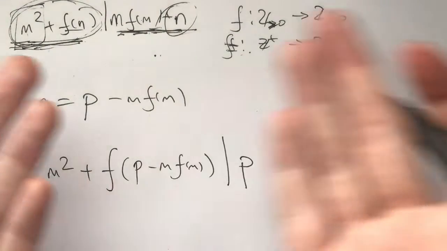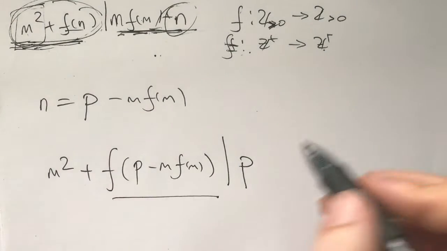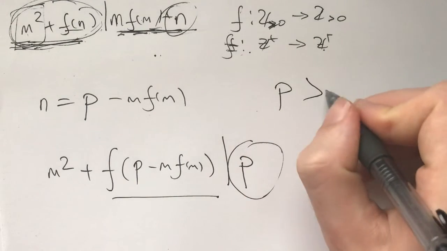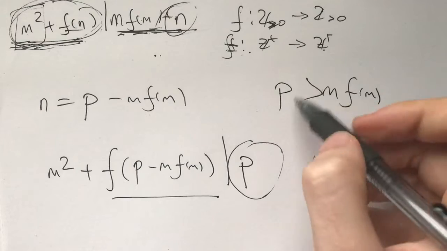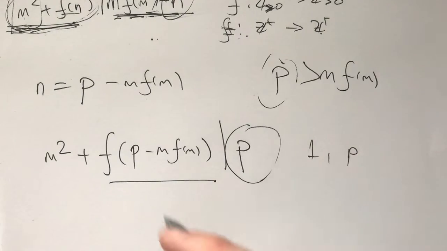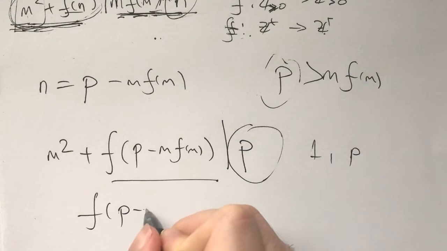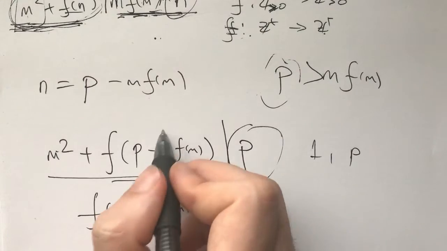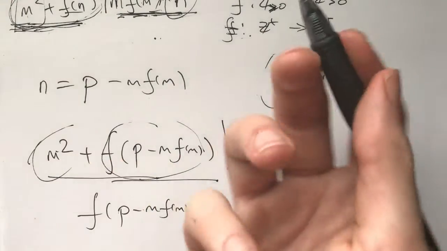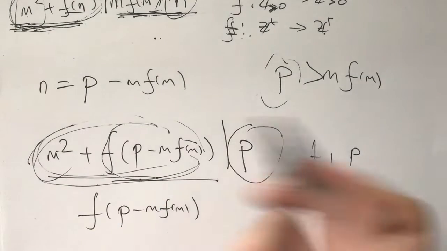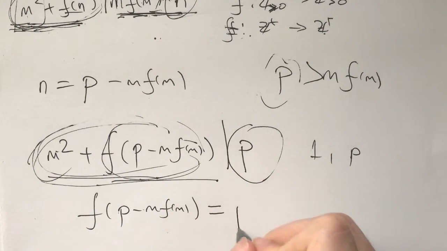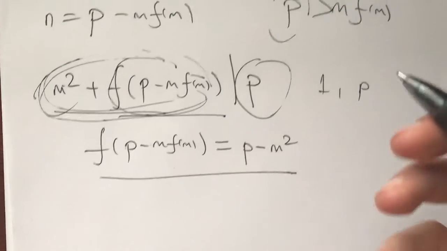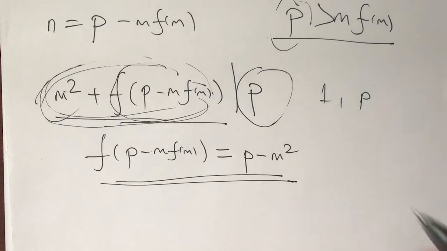Now this is actually very much constrained. What numbers divide a prime? 1 and itself. So if p is greater than m times f of m, and we can always pick a big enough prime, then f of p minus m times f of m plus m squared can't be 1, because this is at least 1 and this is at least 1, so the sum is at least 2. So it must be equal to p. So now we know that f of p minus m f of m is equal to p minus m squared, whenever p is a prime greater than this.